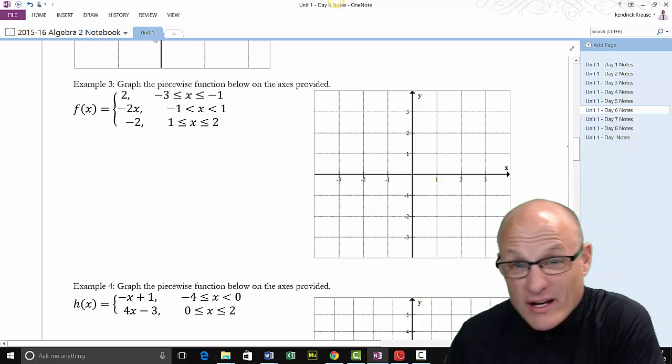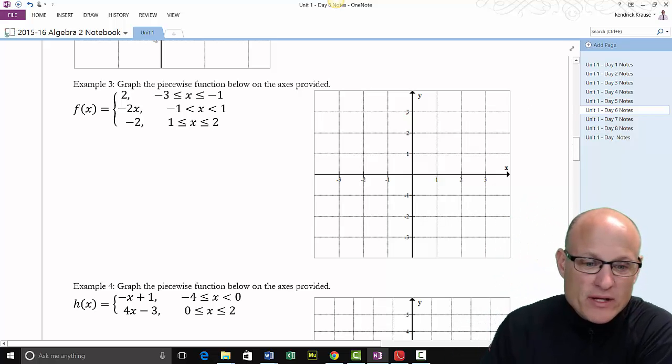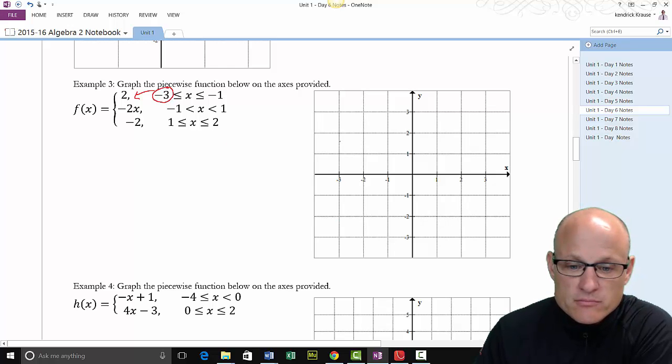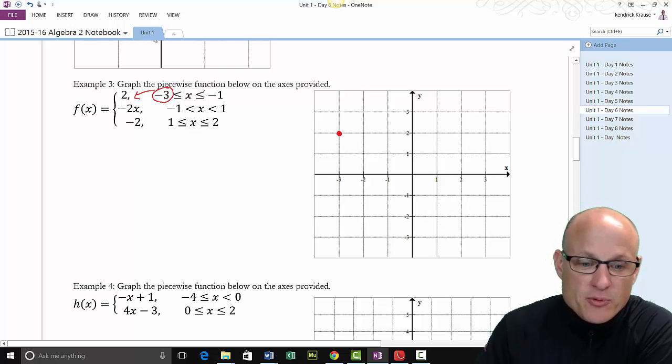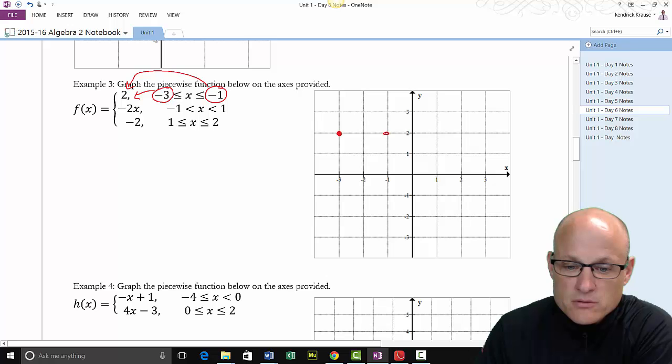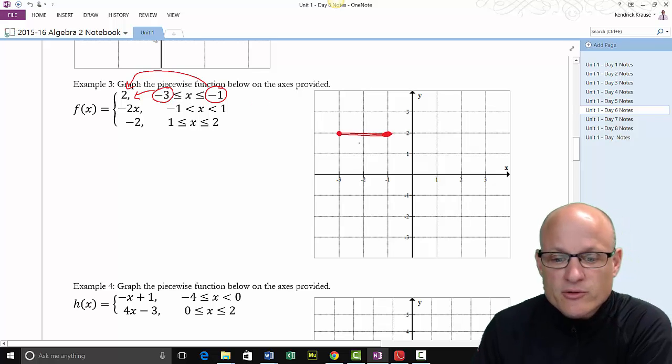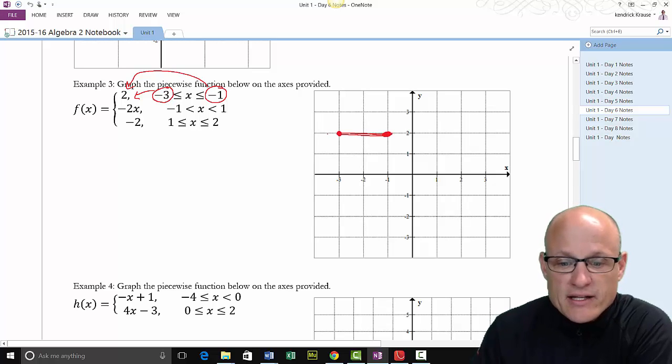Oh, now we get to graph one of them. So if you plug in -3, you get 2. So -3, 2. If you plug in -1, you get 2. It was equal to, so those are both solid points. And I'll graph the line. Well, does that make sense? Isn't negative 2 in between these two? So if I plugged in negative 2, I would get 2. So this first part is just this horizontal line, the line y equals 2.